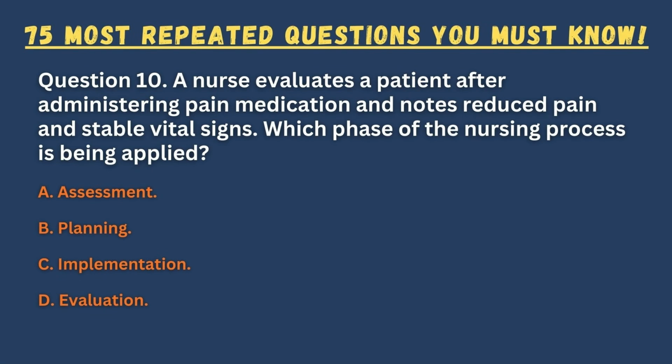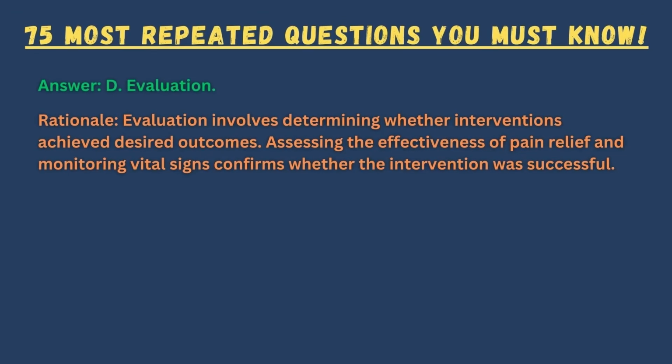Question 10. A nurse evaluates a patient after administering pain medication and notes reduced pain and stable vital signs. Which phase of the nursing process is being applied? A. Assessment. B. Planning. C. Implementation. D. Evaluation. Answer. D.